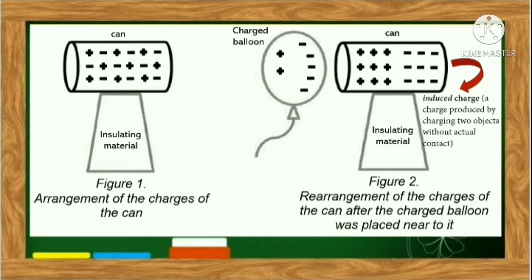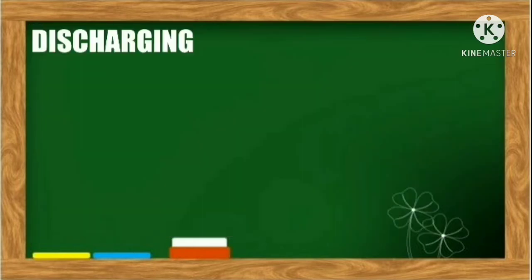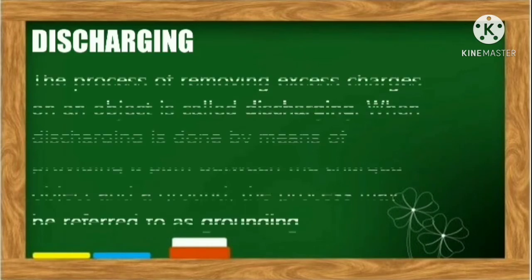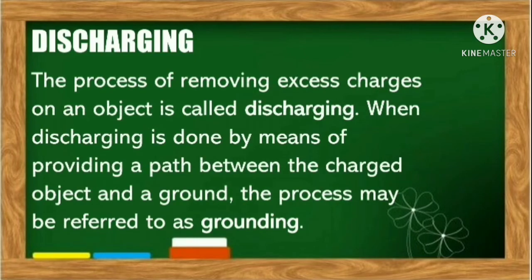The process of removing excess charges on an object is called discharging. When discharging is done by means of providing a path between the charged object and the ground, the process may be referred to as grounding. A ground can be any object that can serve as an unlimited source of electrons so that it will be capable of removing or transferring electrons from or to a charged object in order to neutralize that object.